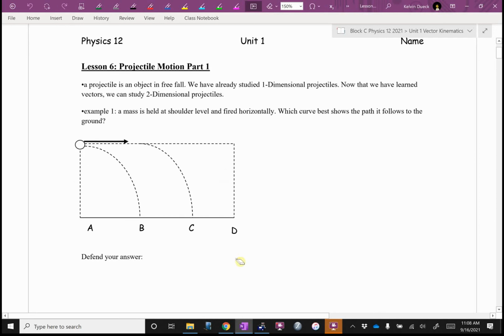So the four different options: path A, it goes straight down. Path B, it curves down. Path C, it goes straight for a while and then curves down. Or path D, it goes straight for a while, comes to a stop, and then falls straight down. Those are your four options.